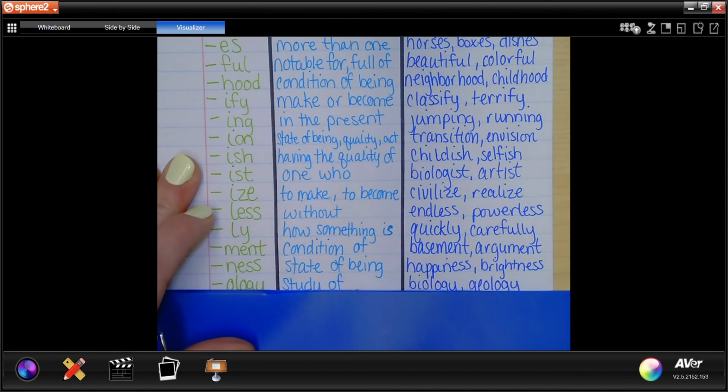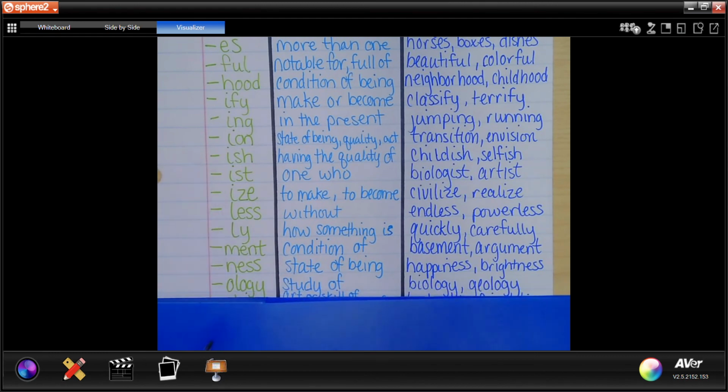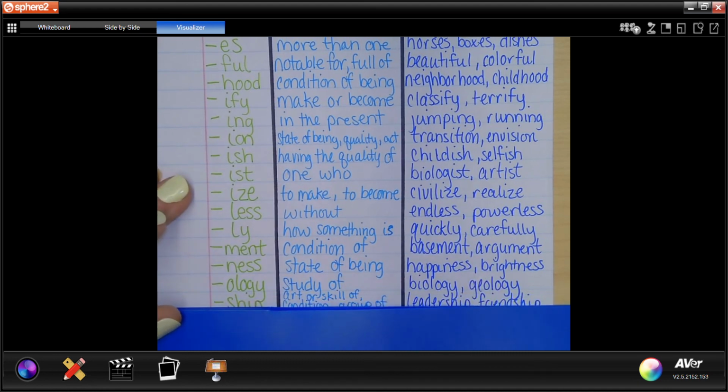Our next suffix is ology, which means the study of. One example is biology. Biology is a study of people and the plants and things of that nature. Geology is another example, which is a study of the earth and earth formations.